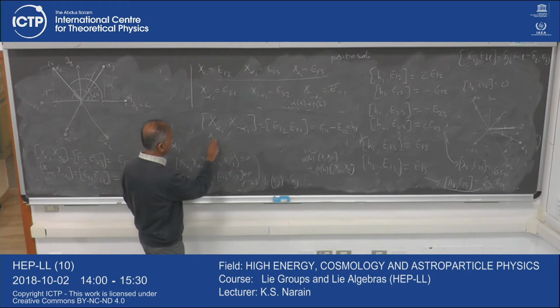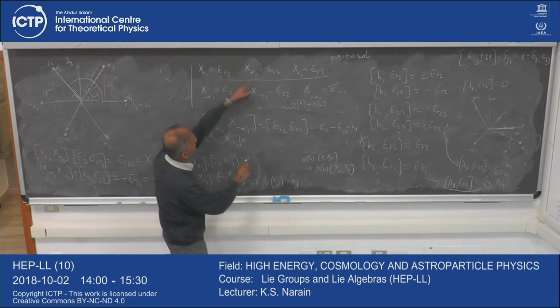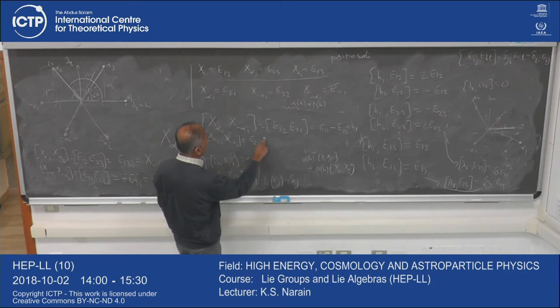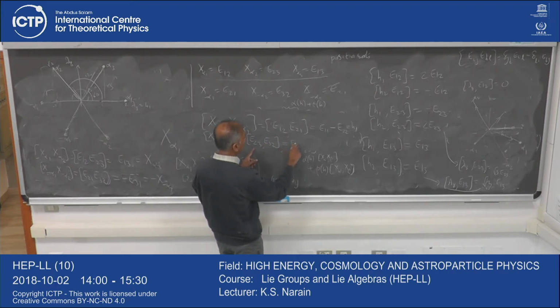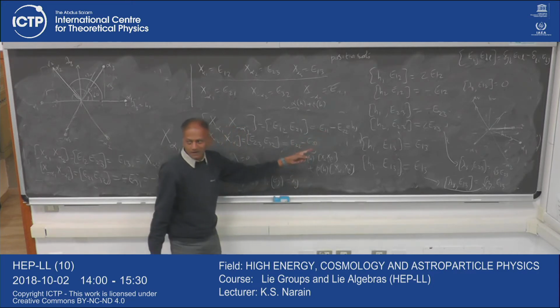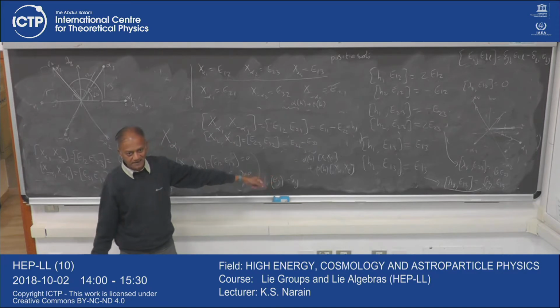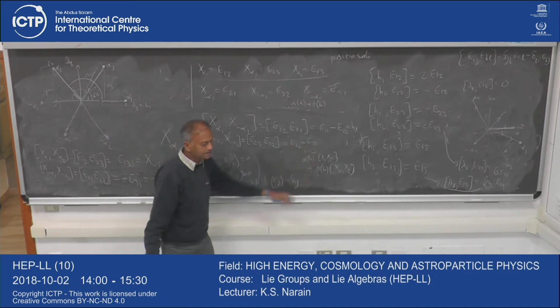Similarly, if you take x alpha 2 with x minus alpha 2, so this x alpha 2 is E23 and this is E32. So this gives me E22 minus E33. So again, diagonal. You see, these are all diagonal matrices or Cartan generators. Of course, traceless, because they have to be traceless.